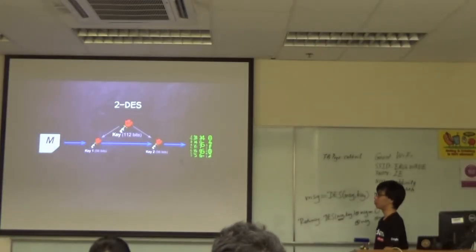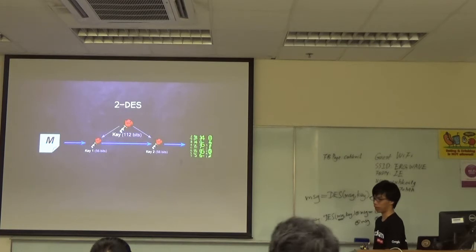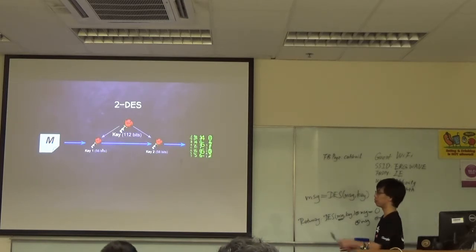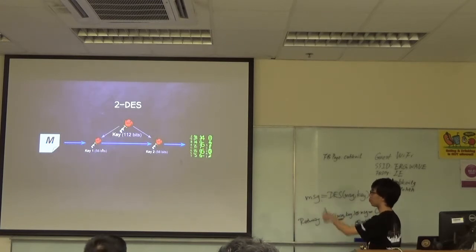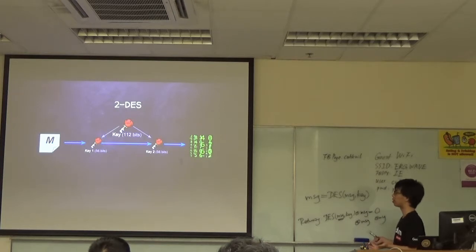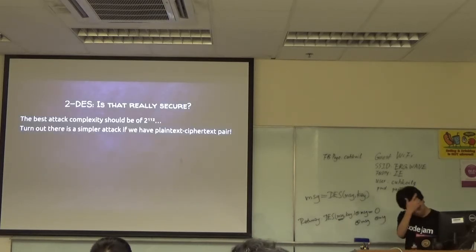Yeah, and let me first talk about what double DES is doing. We have a 112-bit key and break it in half. The first half will be used for the first encryption, and the second half will be used for the second encryption. And this is how you do double DES. We're just encrypting with 2 keys. Yeah. Sounds meaningful. But is this really secure?